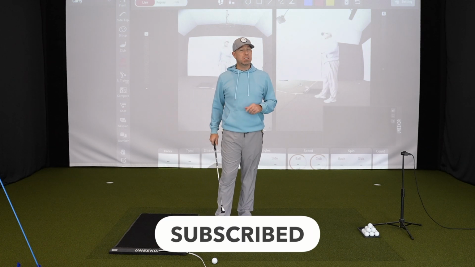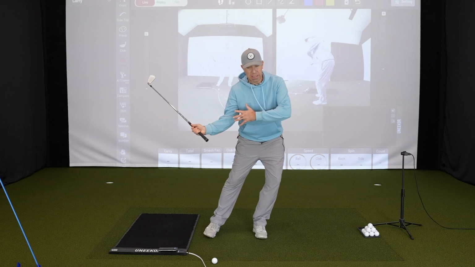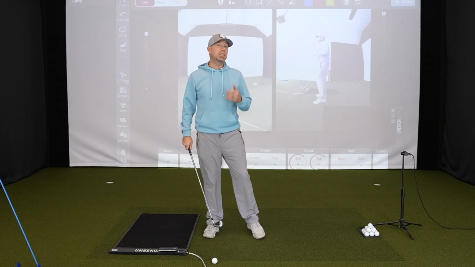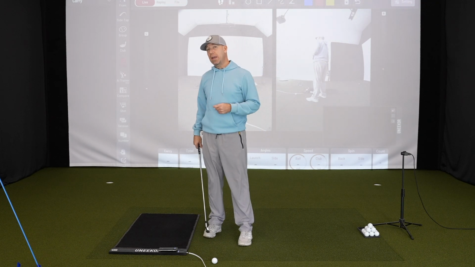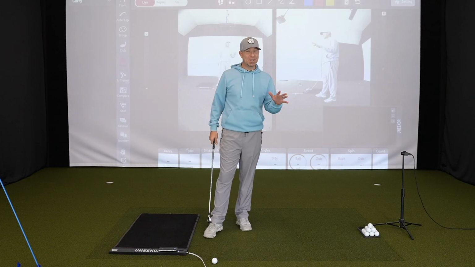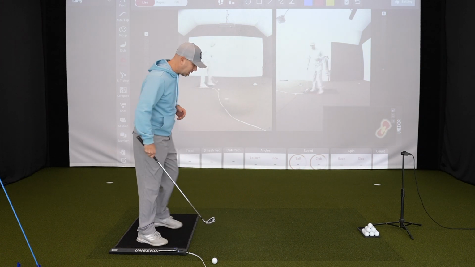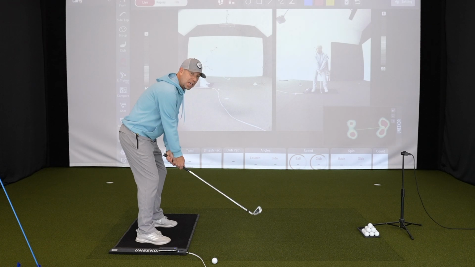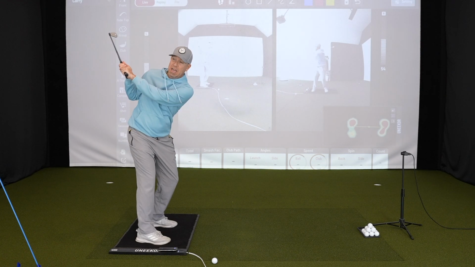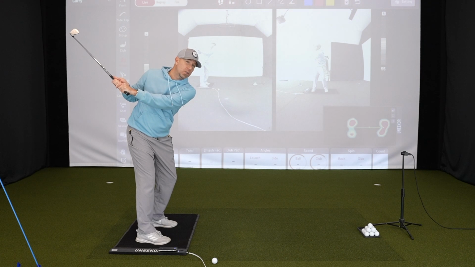The second reason why I see a lot of players struggle with this lead side slide is because of a poor backswing. And what I mean by a poor backswing, not all poor backswings are made the same, but what I mean by a poor backswing here is where the club and the hands get too inside and too deep behind the player. Now, essentially what's gonna happen here is one or two things.